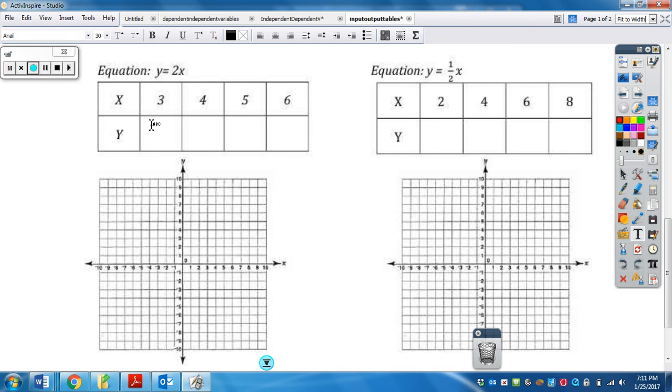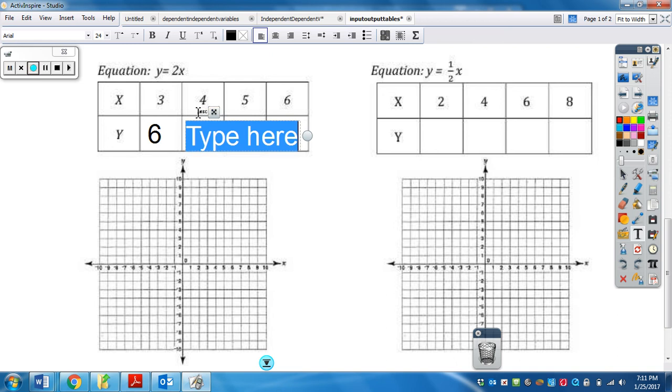So what I want to do is follow this rule by substituting in my values for x. So when I plug in an x for this particular spot, I know that my first x is 3. So I want to come here and say, okay, 2 times x, which right now my x is 3. What is 2 times 3? Well, that would give me 6.